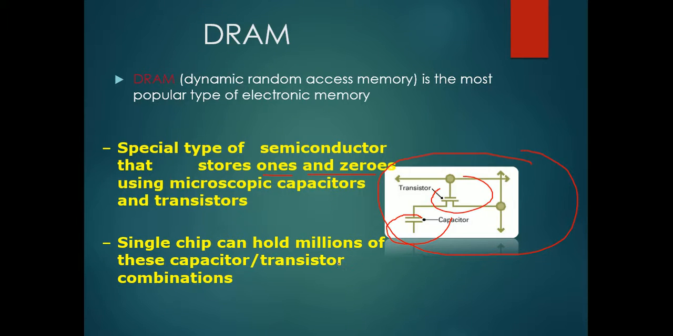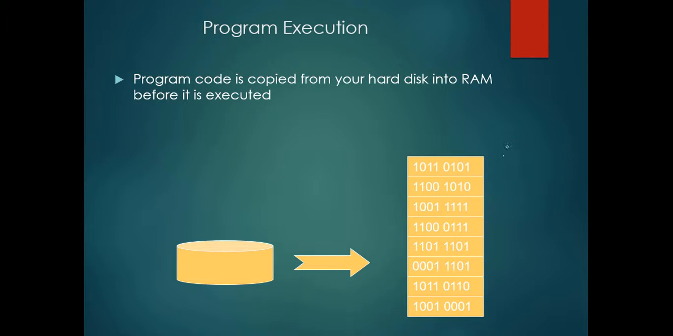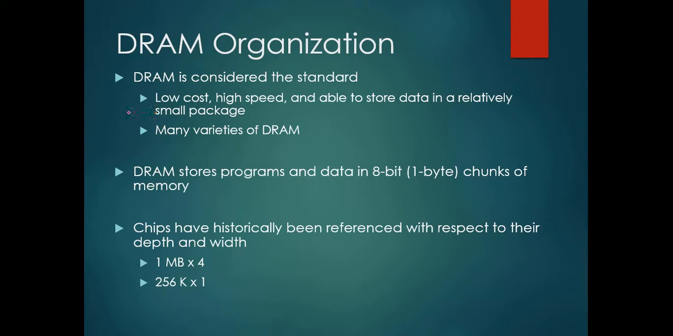So single chips can hold millions of these capacitor and transistor combinations, and this is how program execution takes place. How does it take place? This is your hard drive, and this is your random access memory, RAM, and a program is only executed when your data is transferred to your random access memory. So the CPU only knows about your random access memory. The dynamic RAM organization is like this.